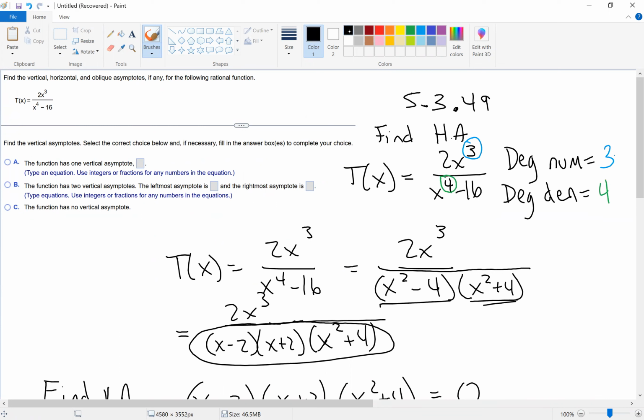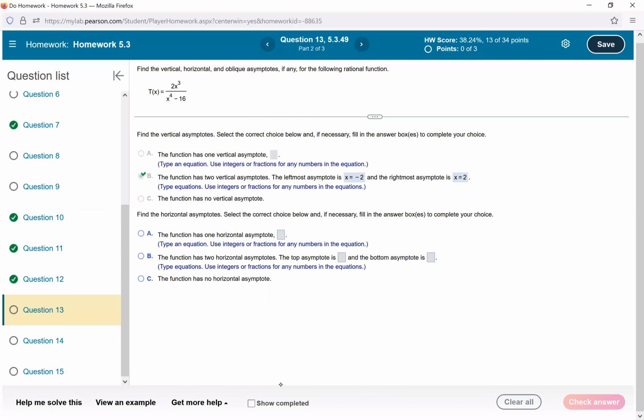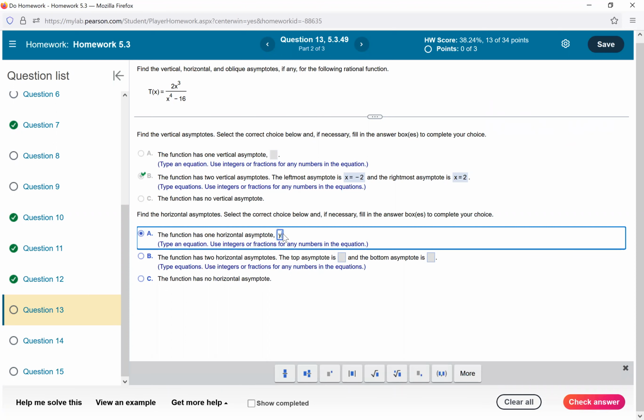This time, the degree of the numerator is less than the degree of the denominator. We call this case 1. Case 1 is super nice. The answer is always y equals 0. When the degree of the numerator is less than the degree of the denominator, the answer is always y equals 0. So our answer here for the horizontal asymptote is y equals 0. The function has one horizontal asymptote. It's y equals 0.